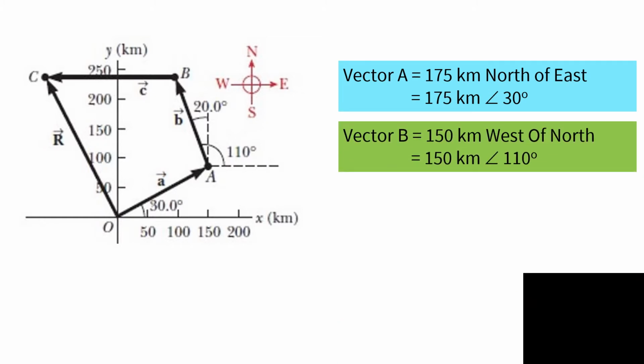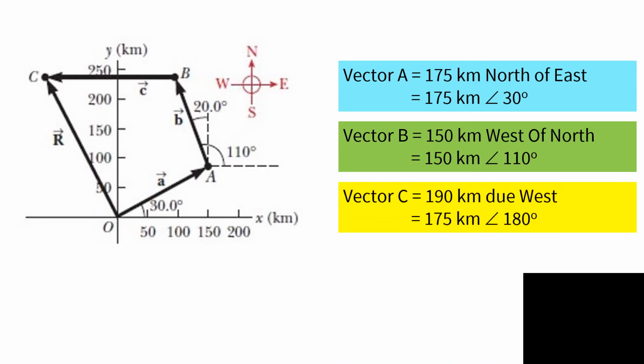The second vector B is given to us as 150 kilometers west of north. In angle form, we will have 150 kilometers at 110 degrees, which is in the second quadrant. And the third vector C is given to us as 190 kilometers due west. In angle form, it is 190 kilometers at 180 degrees, which is in the third quadrant.